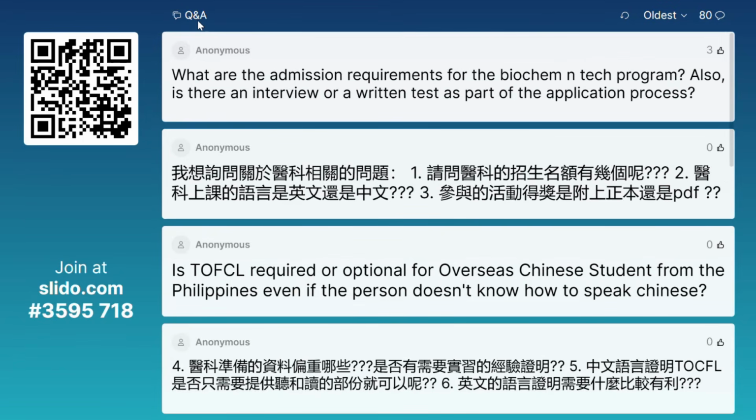So what are the admission requirements for biochemical? Okay. For the biochemical and technology program, when you apply here, you have to prepare the personal statement, study plan, 2 recommendation letters from your teachers, and also your grade and ranking certificate. You can also double check with the NTU Admissions website. There is no interview or written test as part of the application process, so you only need to submit the documents to apply. Okay, thank you.